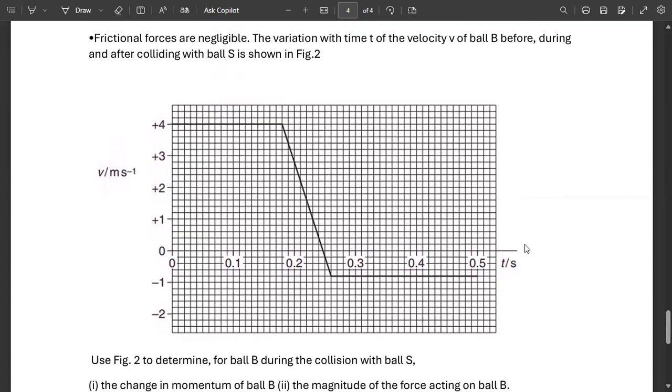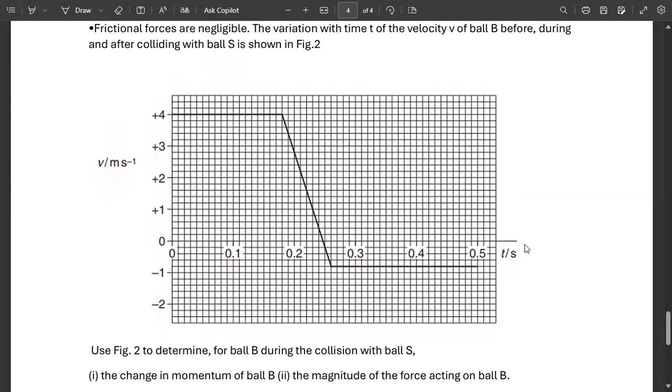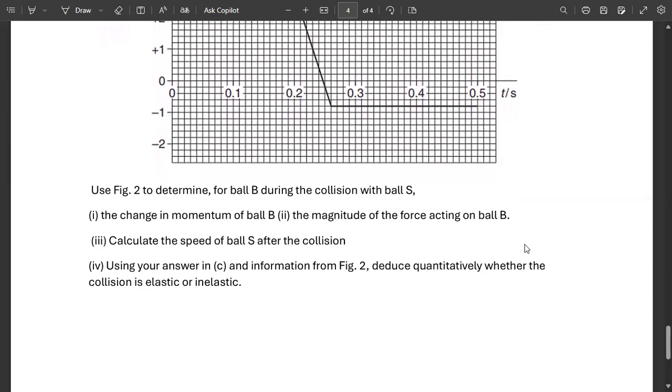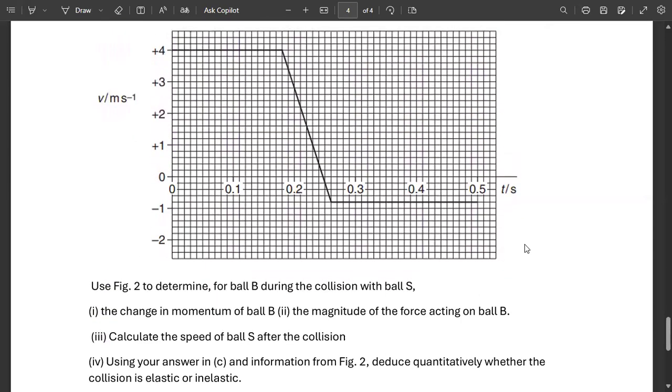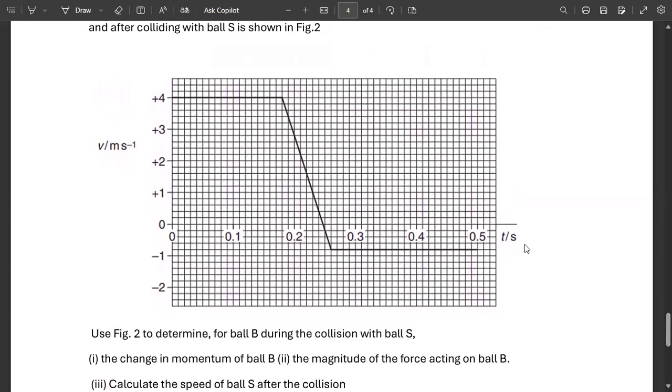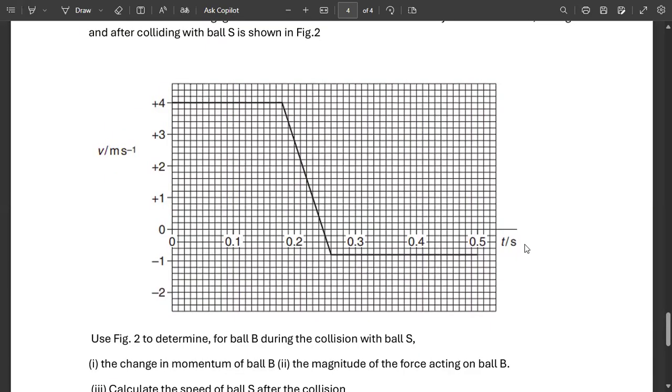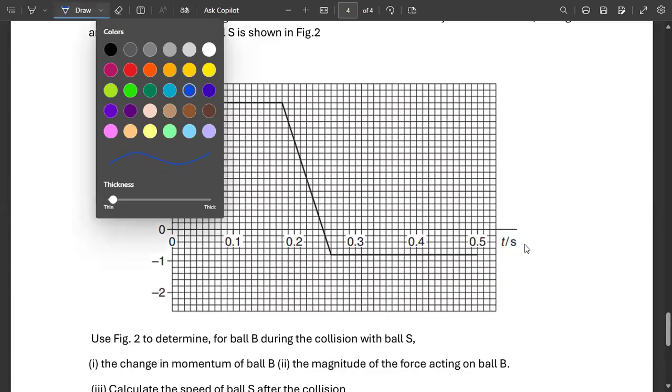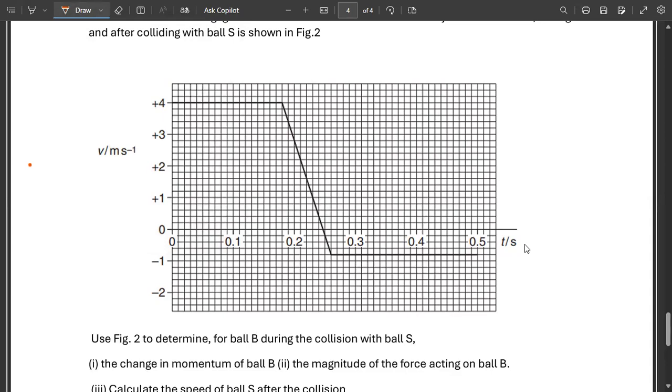In order for us to calculate the change in momentum or the force, we need to know the initial velocity and the final velocity of ball B, since this graph, figure 2, is showing us the characteristics of ball B. So from here, what are we going to get? The initial velocity we can get from here. We can see the initial velocity of ball B before collision was positive 4 meters per second.